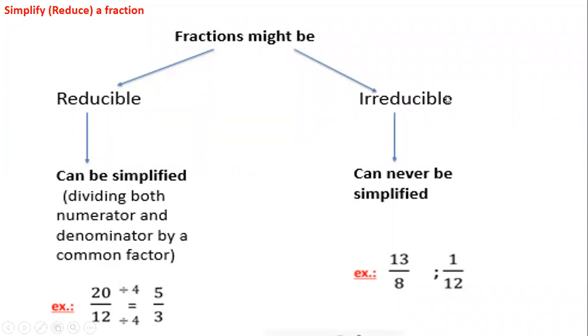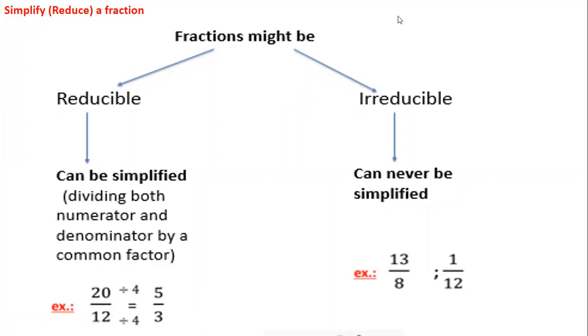So what do we mean by irreducible fraction? It can never be simplified. For example, 13 and 8. Between 13 and 8, there is no common factor. They cannot be divided by 2 or by 3 or by 4 or by any other number. Let me remind you of something very important concerning fractions. Whenever we talk about a fraction, for example, 13/8, whatever we do for the numerator, we should always be able to do it for the denominator.